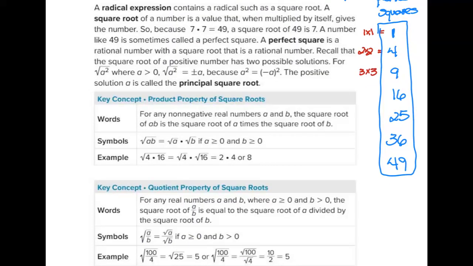So the product property of square roots, we don't care about what it's called, but the square root of a times b is the square root of a times the square root of b, okay? The square root of a times b is the square root of a times the square root of b.